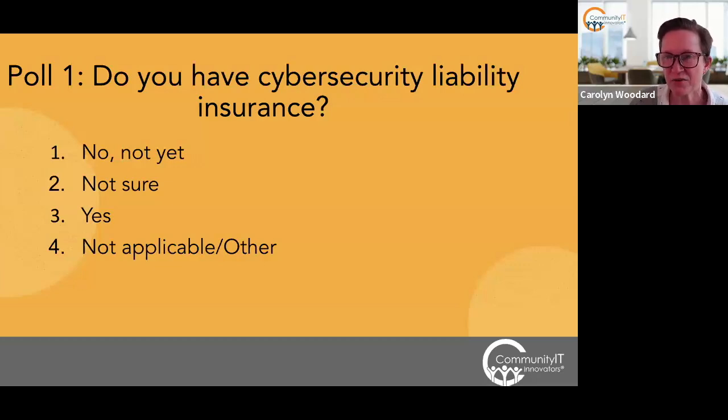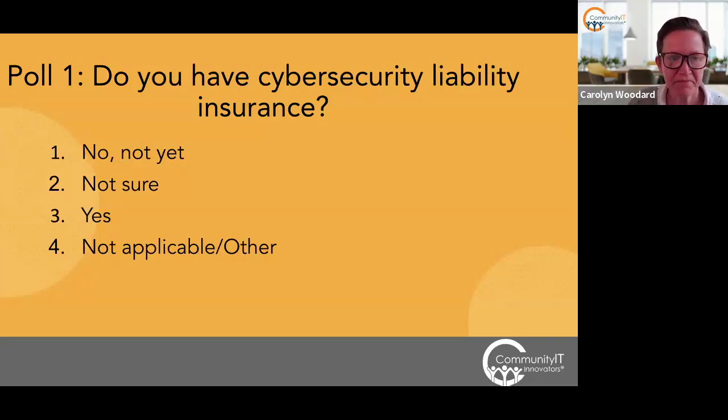and have had to comply with requirements. So I'm going to go ahead and launch that poll now. And I hope that you can see that. The answers are: no, not yet; we don't have cybersecurity yet; we're not sure, it could not be part of your job description, so that's fine; yes, you have cybersecurity liability insurance; and not applicable or other.